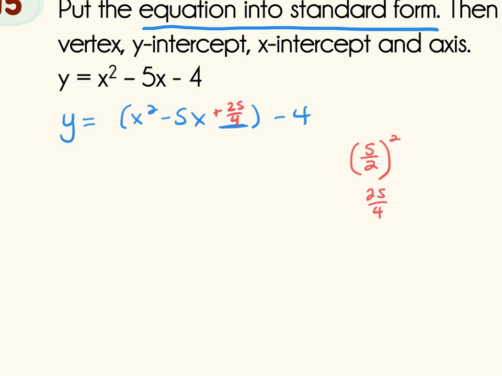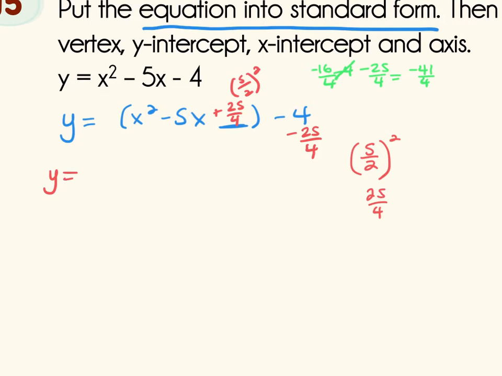And some people actually prefer to write it as 5 over 2 squared because that helps you when you go to square root it. That's totally fine. But when you subtract it over here, it has to be 25 over 4. So whatever I add inside the parentheses, I'm going to subtract from outside the parentheses. And now I have to do -4 minus 25 over 4. -4 becomes -16 over 4 minus 25 over 4, which is -41 over 4.